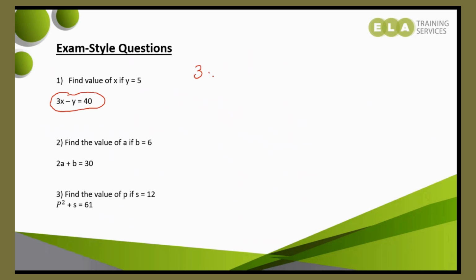So we've got 3x, take away y equals 40. And we're having to find out what this x is. So 3 times something, take away y equals 40. Now we know that in our question y is equal to 5, so we're going to rewrite our question out with now that number being 5. So 3x take away 5 equals 40. And our question is basically saying what times by 3, if you then took away 5, would make 40.